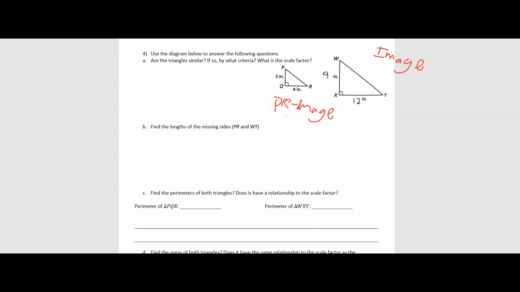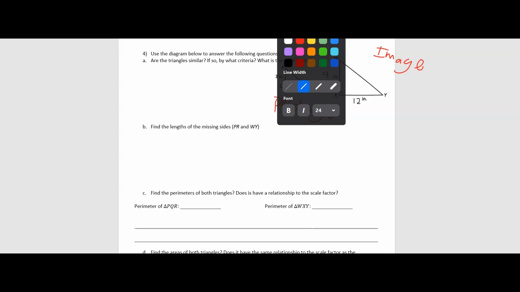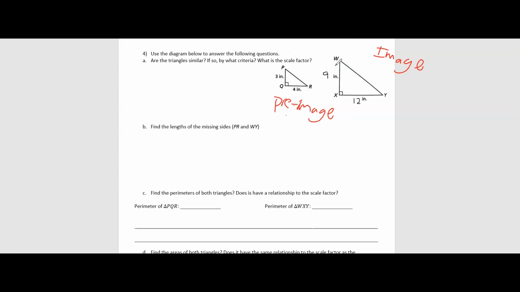Okay, so both triangles share a right angle, which makes those two angles congruent. Now we need to see if they have two sets of sides that have the same ratio. So I'm going to compare 3 to 9. So to find that scale factor, I do 9 over 3, which is equal to 3. And I'll compare 4 to 12. So 12 over 4 is also equal to 3.